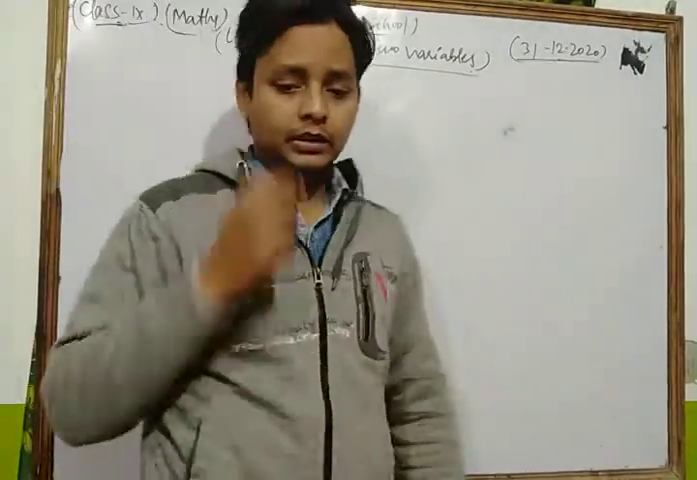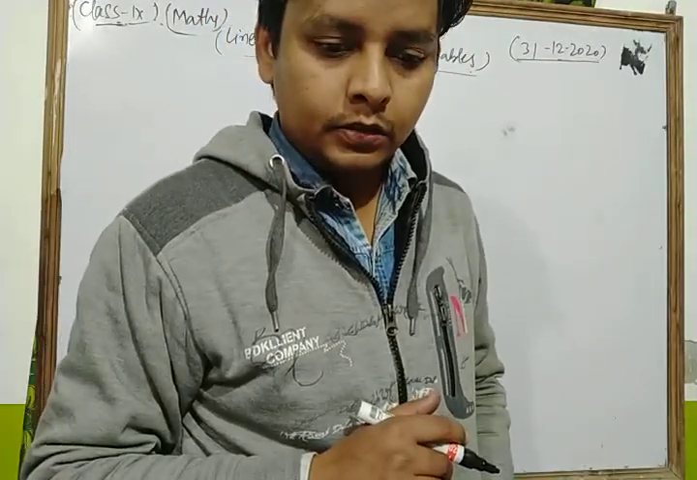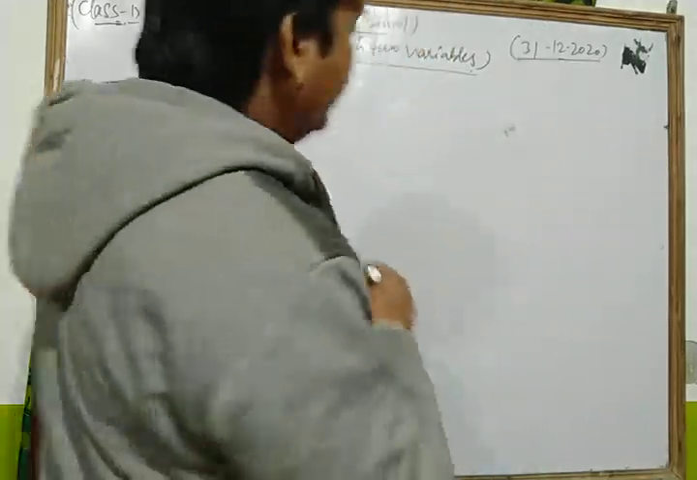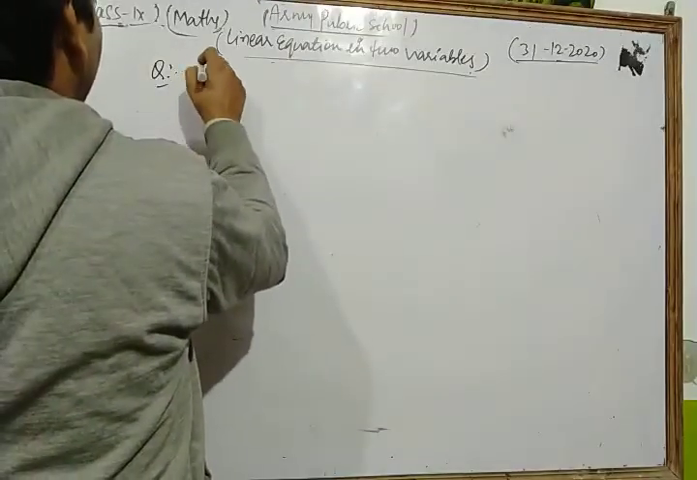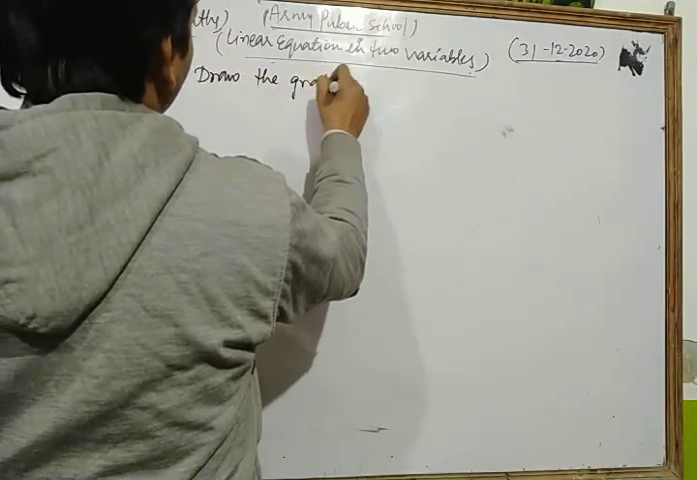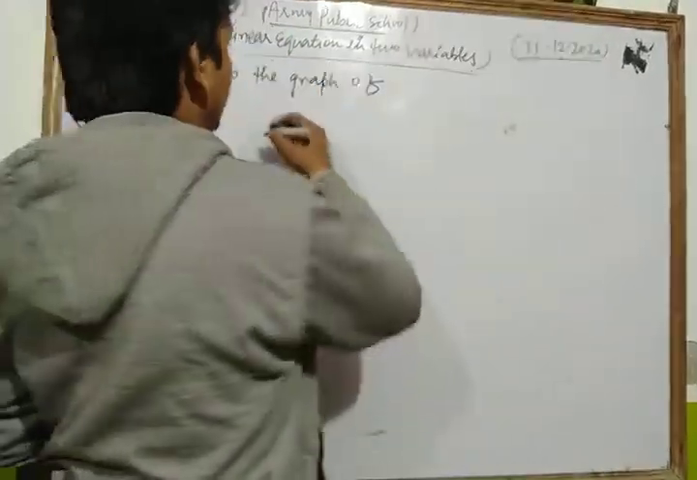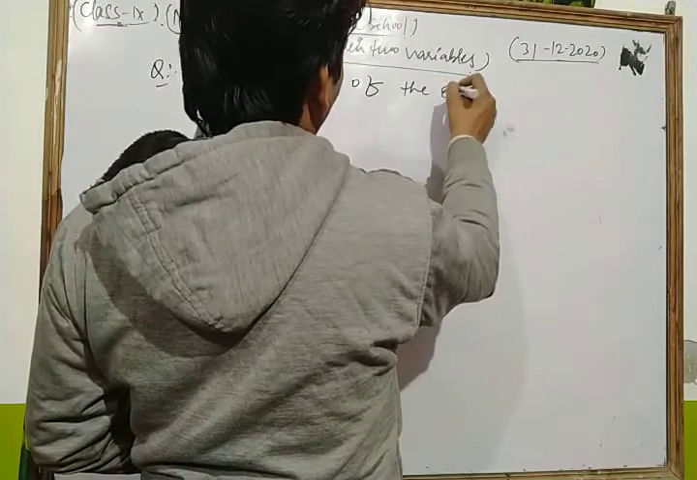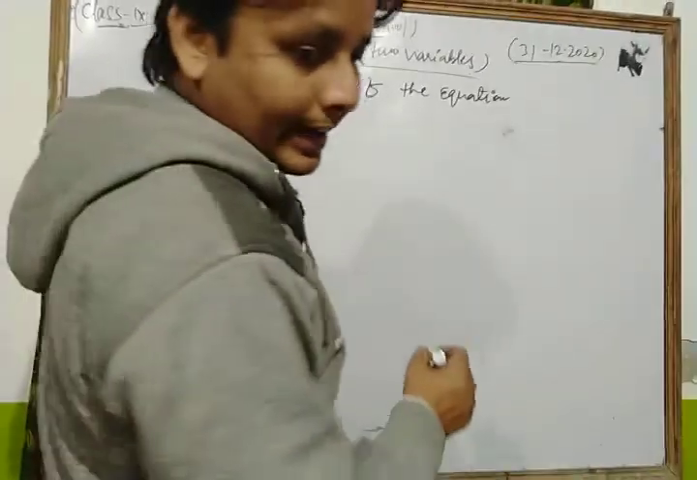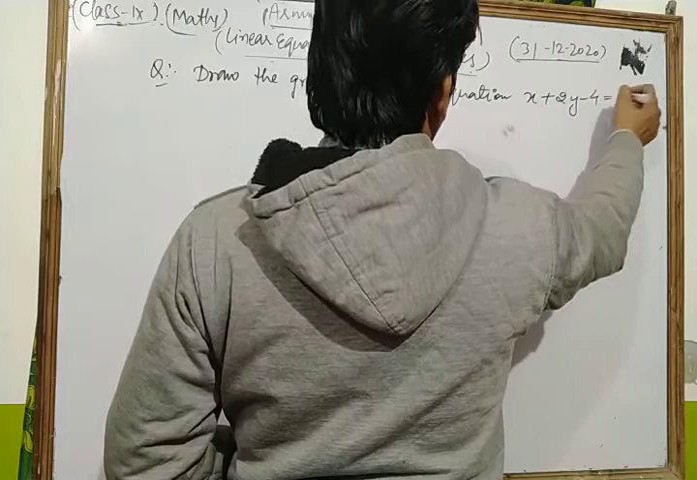Now let's see, we take a question. Draw the graph of the equation x plus 2y minus 4 is equal to 0.